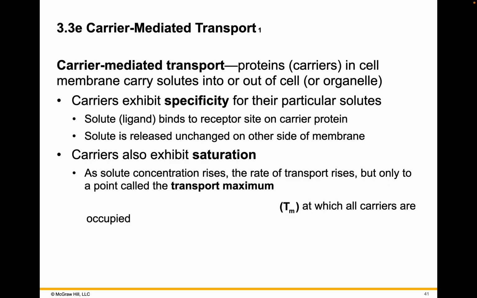If we use carrier-mediated transport, we can move some things across the cell membrane. Carriers exhibit specificity for their particular solutes. A solute is the ligand that binds to the receptor on one side of the carrier protein, and then that solute will be released on the other side of the membrane unchanged. Because we are using a protein, we can saturate the system as soon as you get enough that you are using every single transporter. You've reached the transport maximum. You can't go any faster than that.